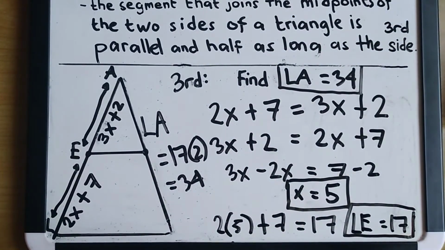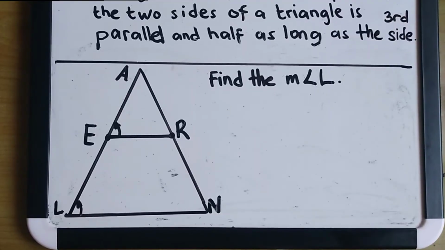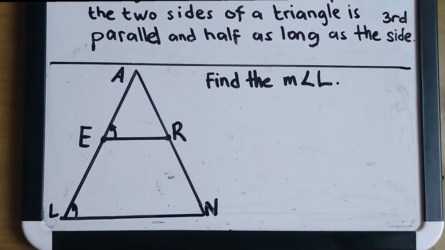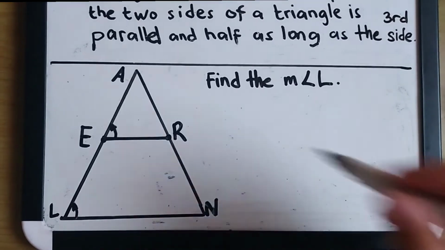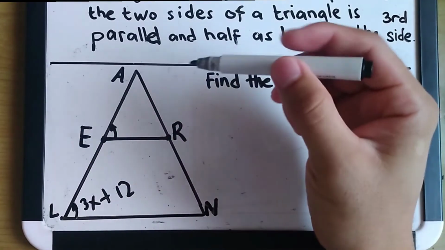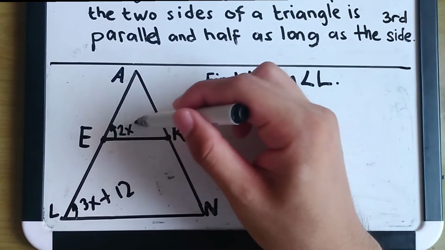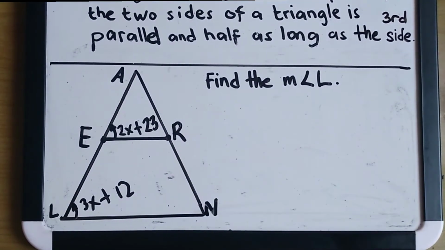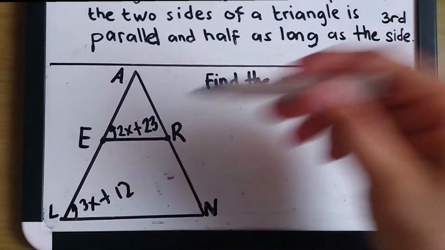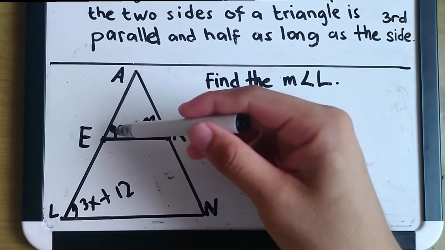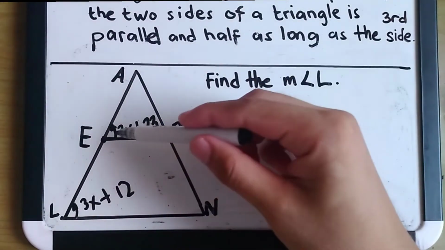Let us go into our fourth example. For our fourth example, we are asked to find the measure of angle L. Angle L is equal to 3x plus 12, while angle E is equal to 2x plus 23. Going back to the theorem, it tells us that these two angles are similar or equal in measure. These two angles are congruent.